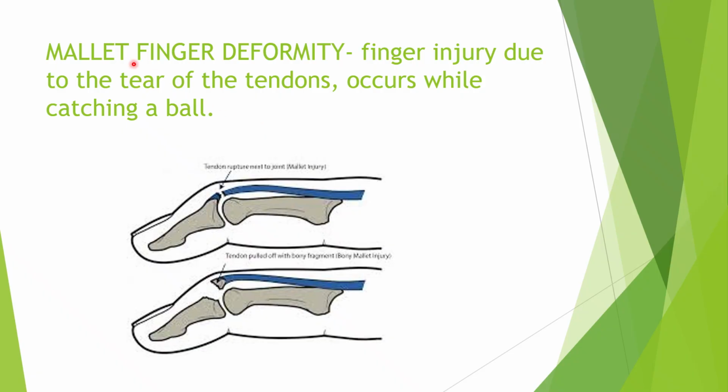Lastly, let's see what mallet finger deformity is. There is an injury to the extensor tendon and hence you can see the flexion of the distal finger. This is called mallet finger.